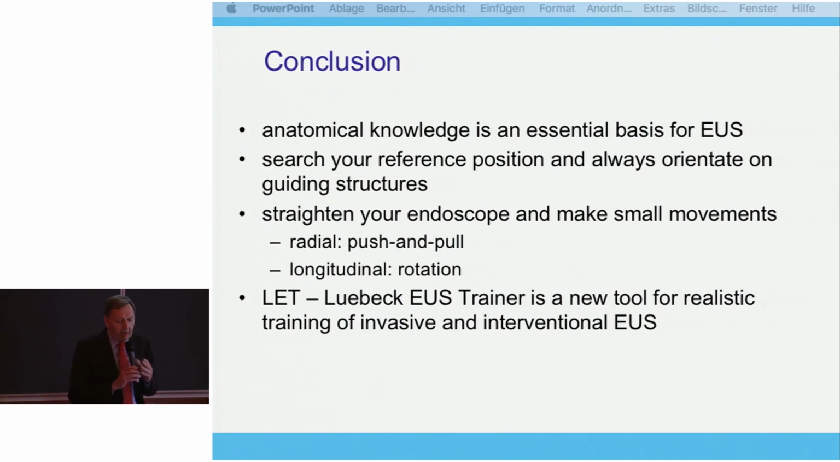The conclusion is anatomical knowledge is an essential basis for EUS, and I think you should always search for your reference position and always orientate on guiding structures. I think it's as well very important to straighten your endoscope and make small movements to find the guiding structures. In radial scanning it's more push and pull. In longitudinal scanning it's more rotation. And the trainer is a good, new tool for realistic training of invasive and interventional EUS.